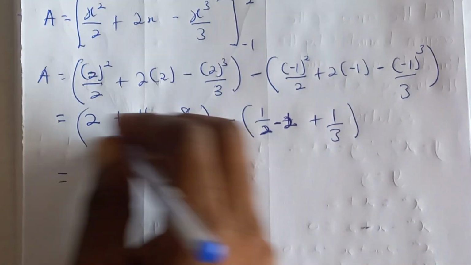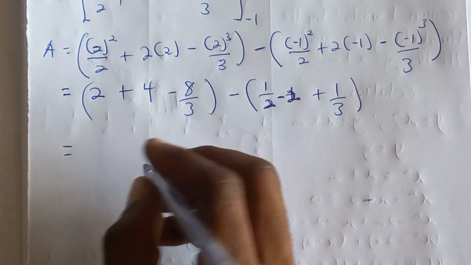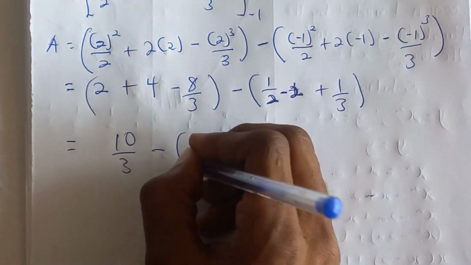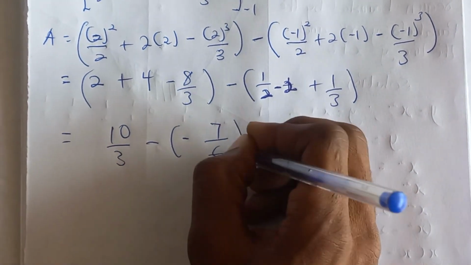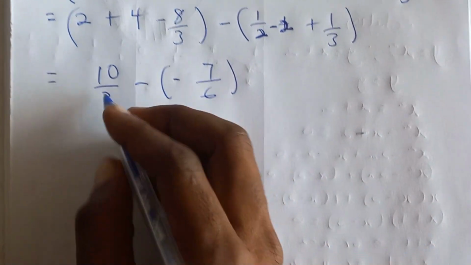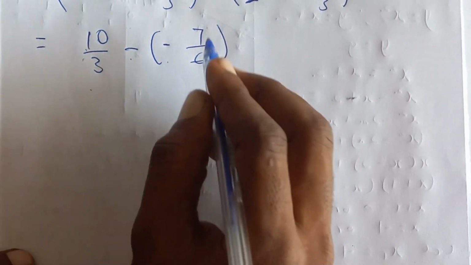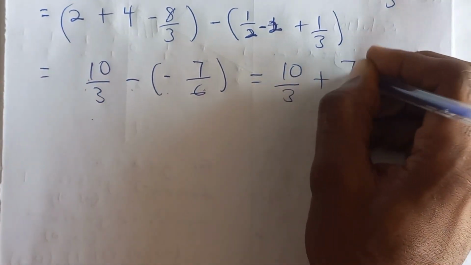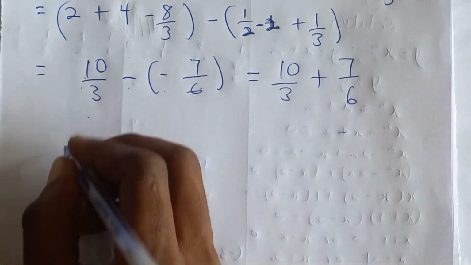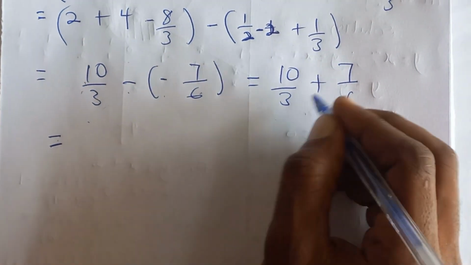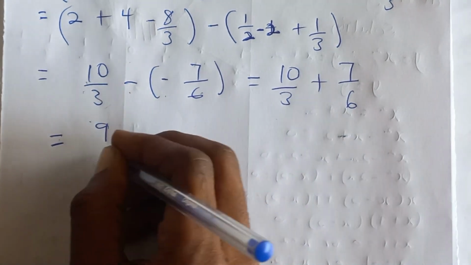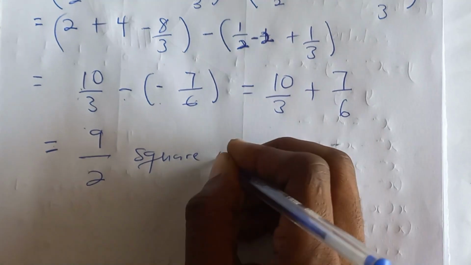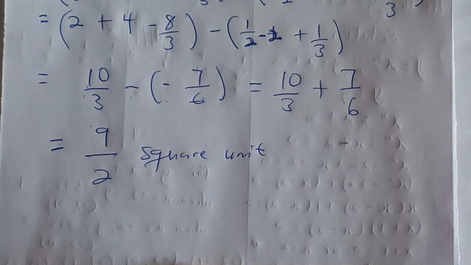So when you summarize everything here, we are going to get 10 on 3 minus this one going to be negative 7 on 6. So 10 on 3 minus negative 7 on 6 is going to be 10 on 3 plus 7 on 6, which is 9 and 2. And don't forget this unit is square units because we are working on the area.